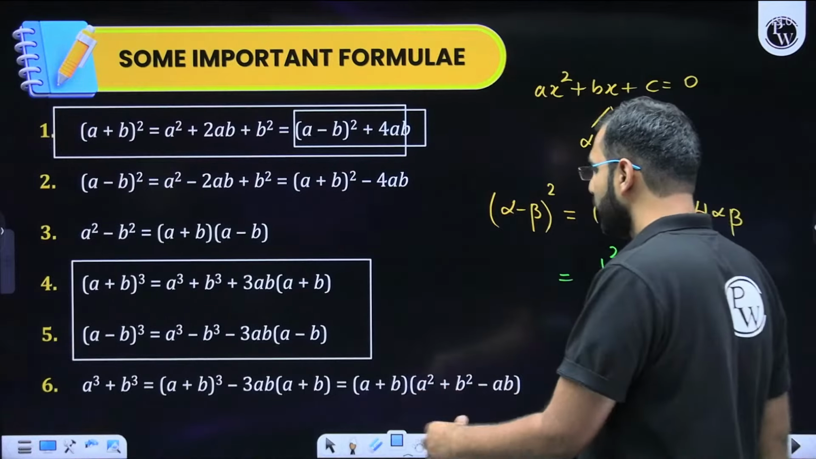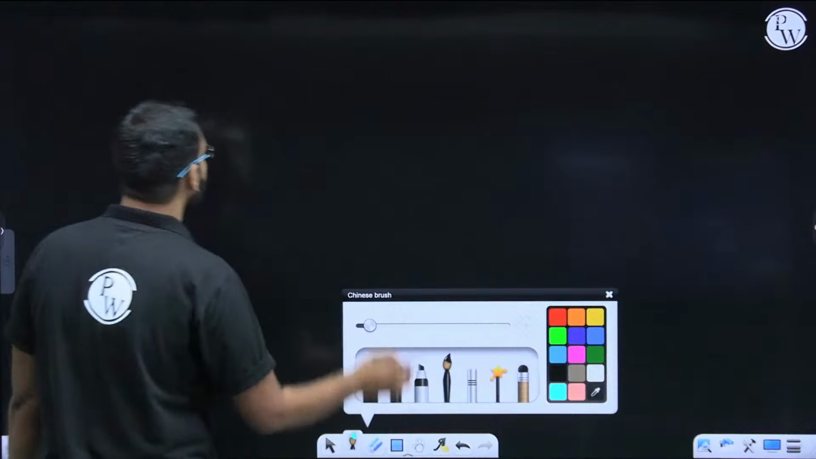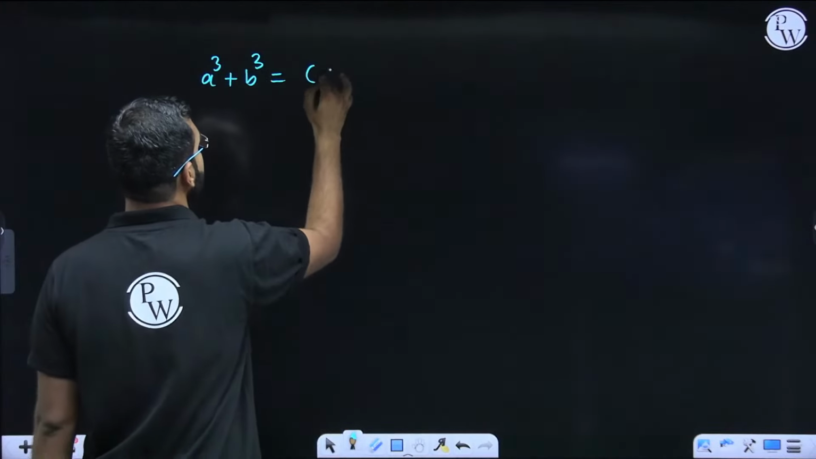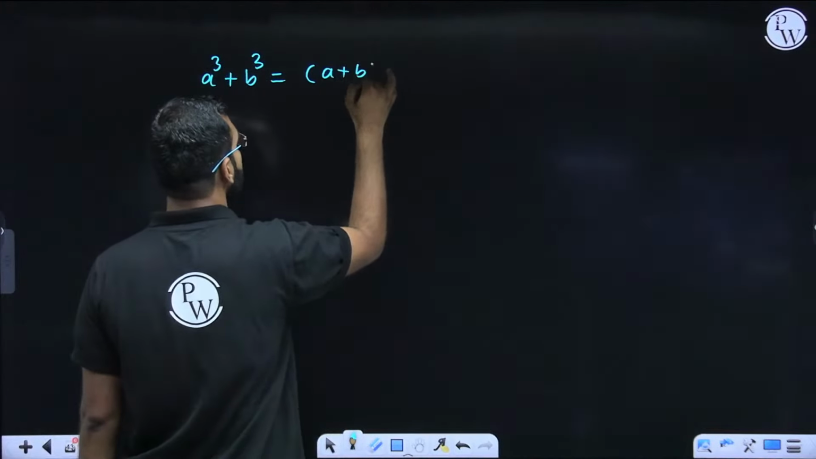What are they? Let's say if I ask you a cube plus b cube, then can I not write it as a plus b whole cube minus 3ab times a plus b? I hope you all are listening and understanding that.